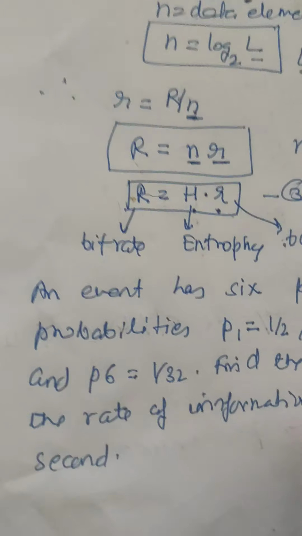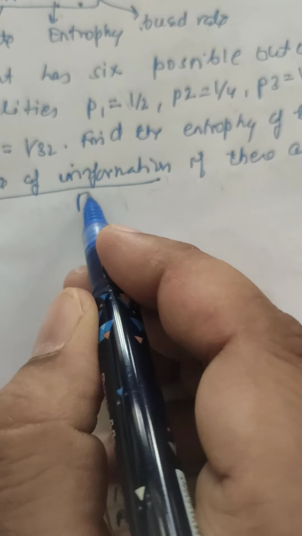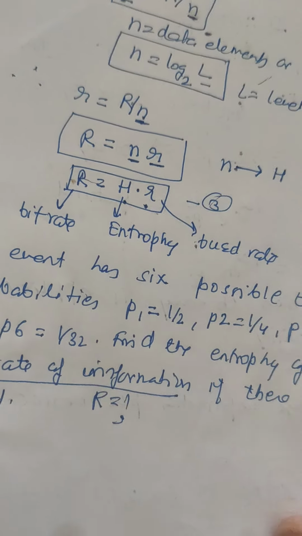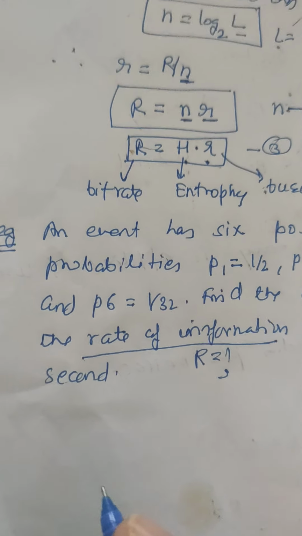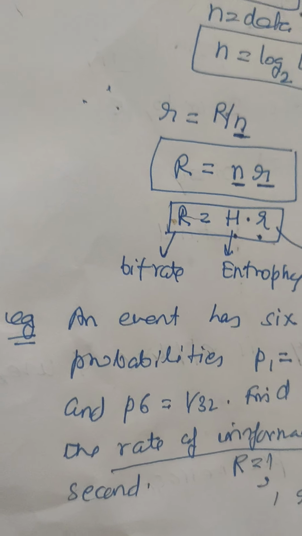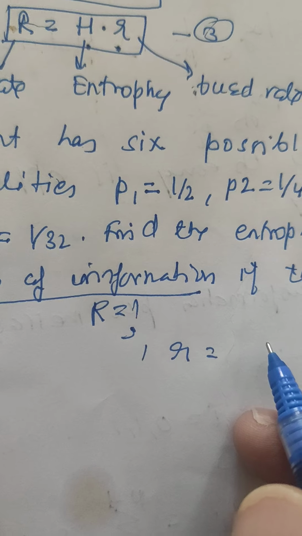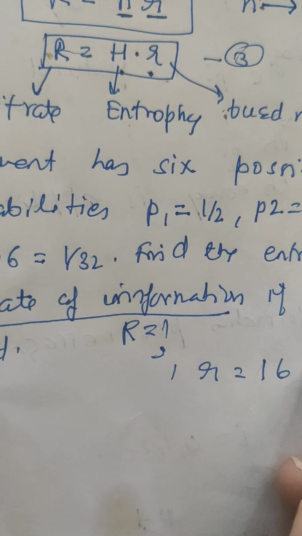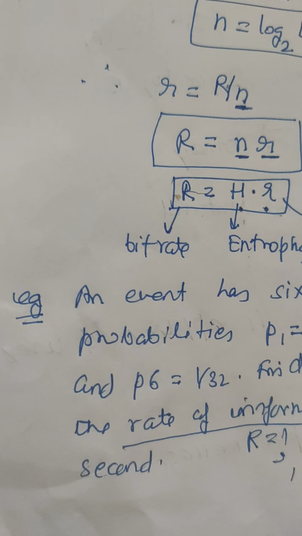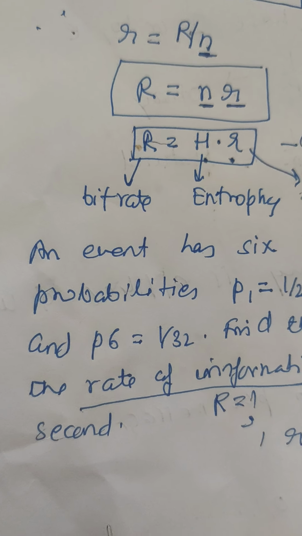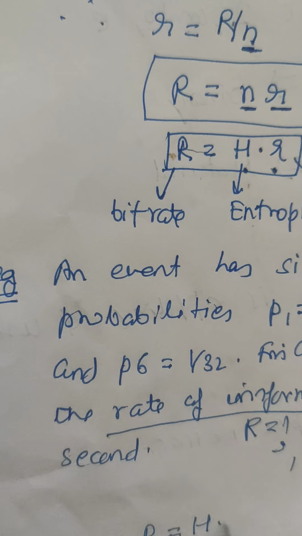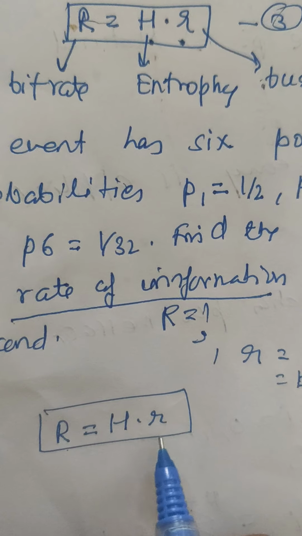Given that the rate of information, small r, is 16 outcomes per second. Small r is the number of data, or the data elements, which are the 16 outcomes per second. So r is also the baud rate. What is the rate of information in terms of entropy? We know that R is equal to H multiplied by r.